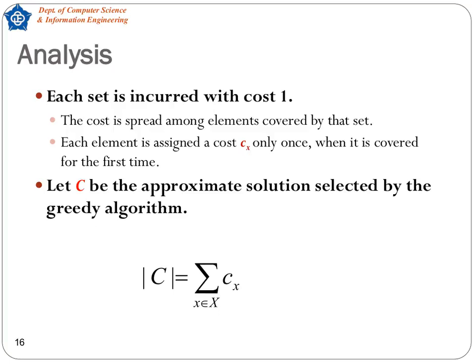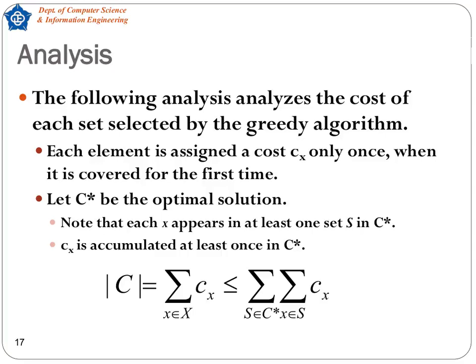The very first time an element x is covered, we record its cost c_x, and we never charge x again. If C is the collection of sets picked by the greedy algorithm, then the total number of sets is simply the sum of all element costs, |C| = sum over x in X of c_x. Building on that result, our next step is to bound the total cost produced by the greedy algorithm. We start by assigning each element x a cost c_x exactly once, right when it's covered for the first time.